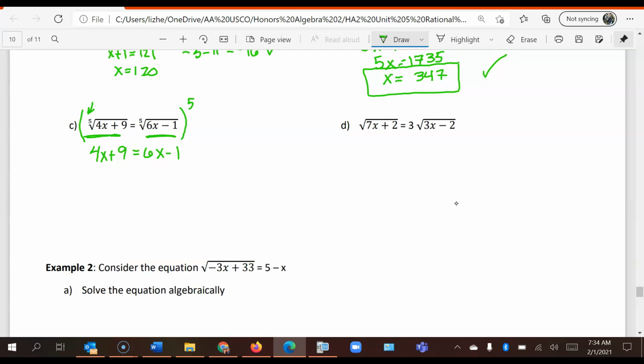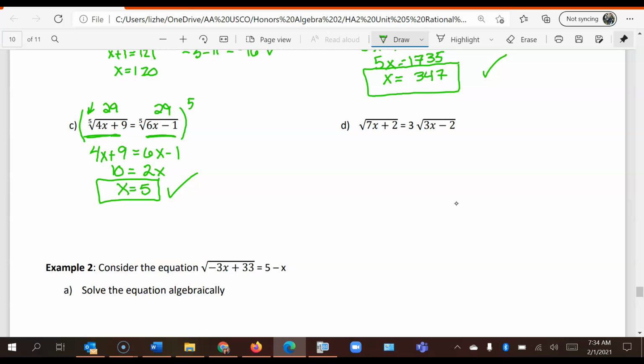And now we get our x's together. We move our 1 over, and x equals 5. Again, check your answers. So 4 times 5 is 20 plus 9. So this is 29. 6 times 5 is 30 minus 1. This is 29. That's a true statement, so we're good.